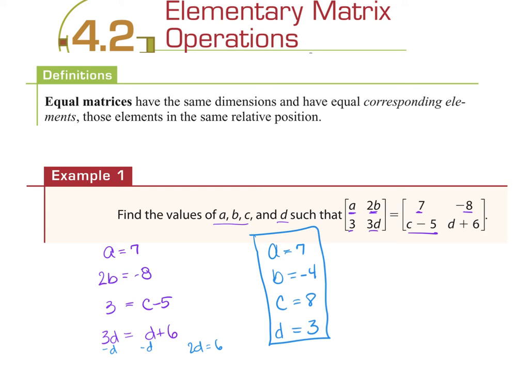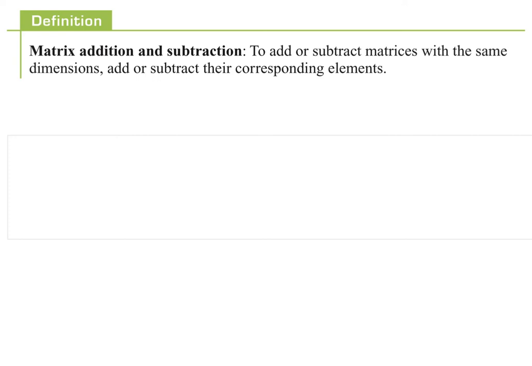All right, matrix addition and subtraction. So now we're talking about the entire matrix. If you're solving elements within it, then you're just using basic algebra equation solving. You can actually add or subtract the entire matrix, all right? To add or subtract matrices with the same dimensions, add or subtract their corresponding elements. In order for you to be able to add or subtract a matrix, they have to have the same dimensions. If they don't have the same dimensions, then when you go to add or subtract, there will be an element missing and you won't be able to do it.